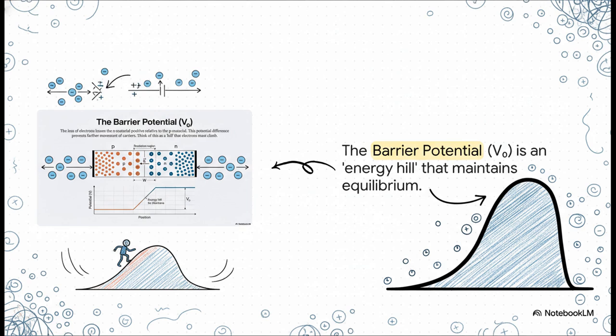This whole balance is held in check by something called the barrier potential. You can just think of it as an energy hill. For another electron on the inside to make that journey across, it now has to have enough energy to climb this hill. And you know what? Most of them just don't, which is what stops the diffusion from just going on forever.